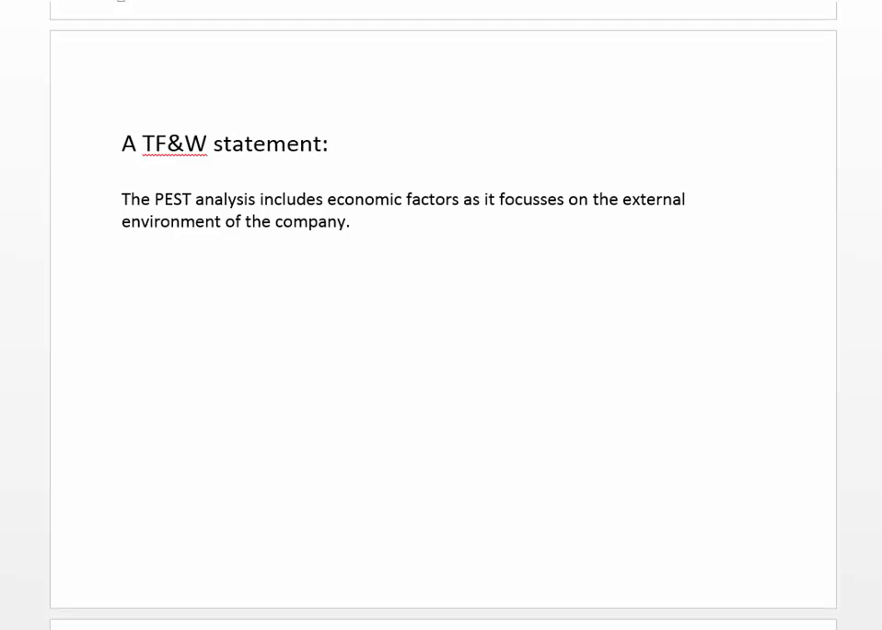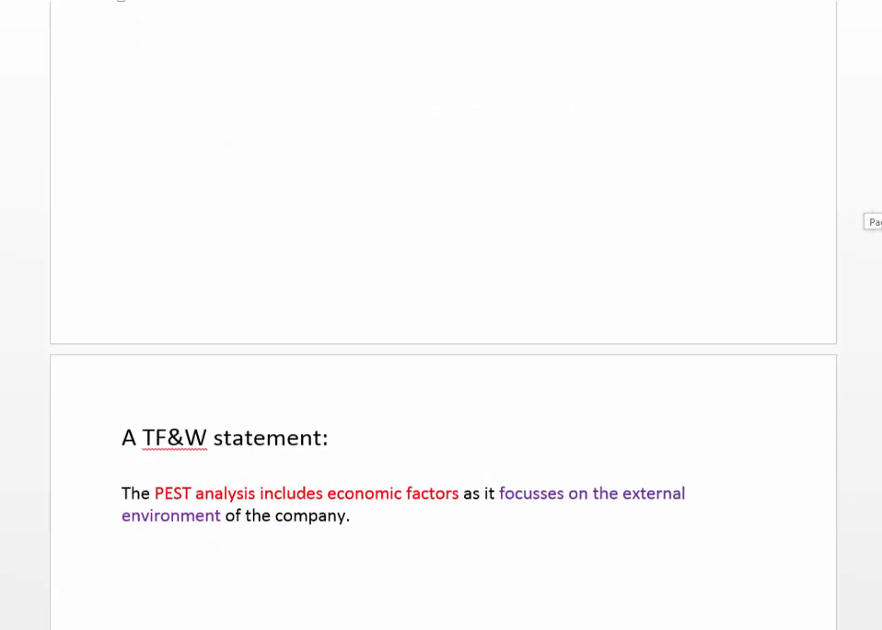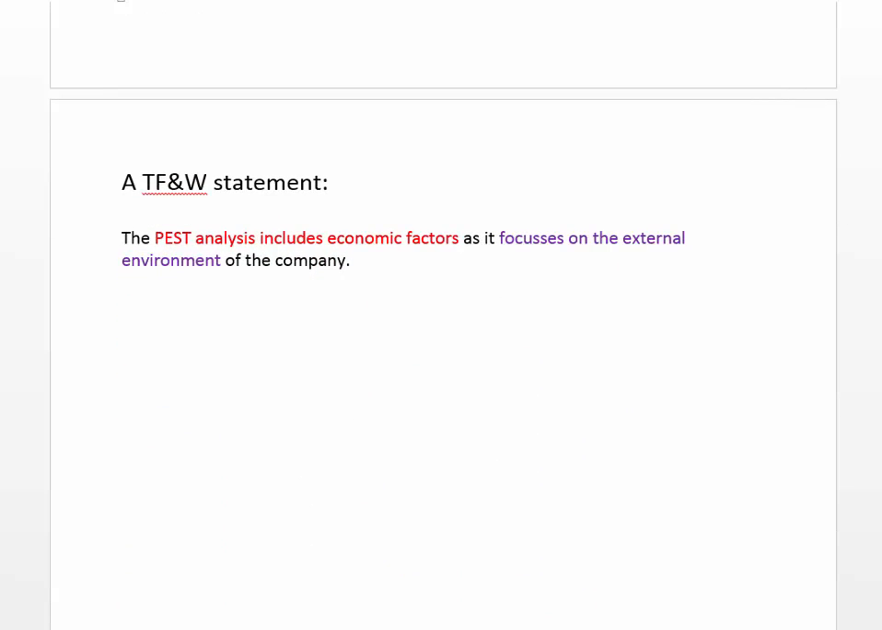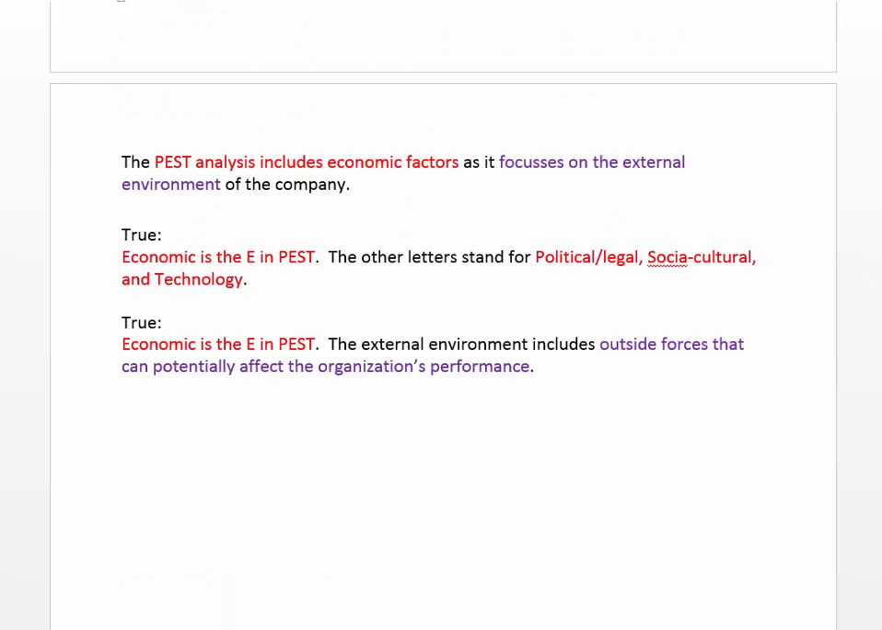Another example. The PEST analysis includes economic factors as it focuses on the external environment of the company. Well, let's take a look at this one. PEST analysis includes economic factors. That's true. It focuses on the external environment of the company. That's also true. Let's take a look at a few ways to answer that question. Once again, notice that I've put the first part in red, the second part in purple. So, when I answer that it's true, economic is the E in PEST. I'm explaining the answer to that. If I want to continue talking about the PEST, it stands for political, legal, social, cultural, on and on. So I've used 2 parts of the red to get my 2 marks.